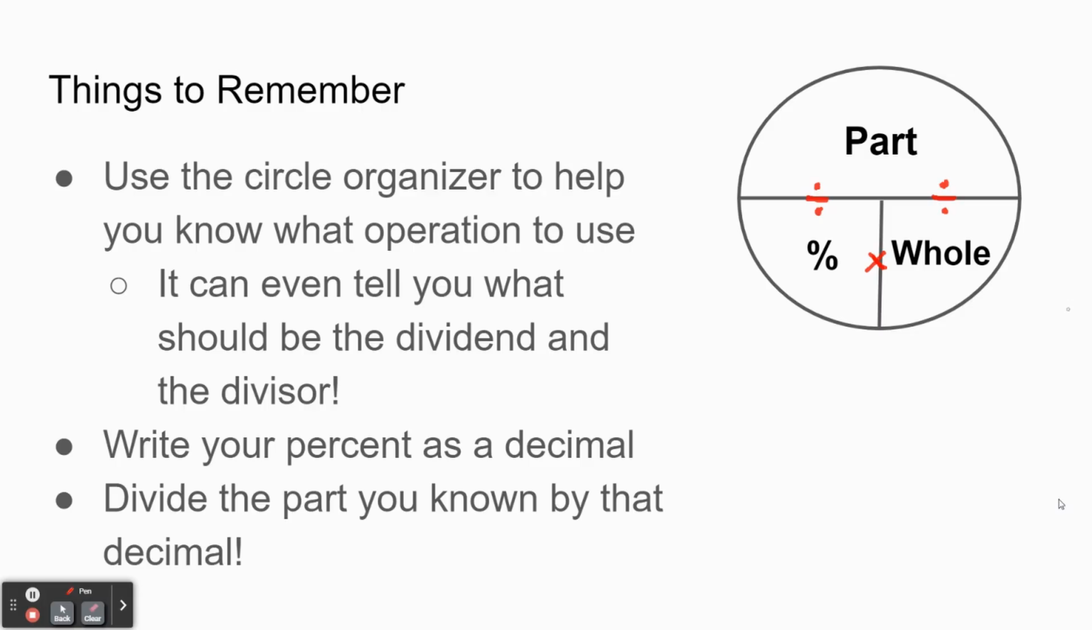Write an equation if you need to. Write your percent as a decimal. That's an important step to do, otherwise you're going to get a really big number that doesn't actually make any sense. And then you're going to divide the part that you know by that decimal. Again, it's exactly what the circle tool helps us see. Nothing too bad.